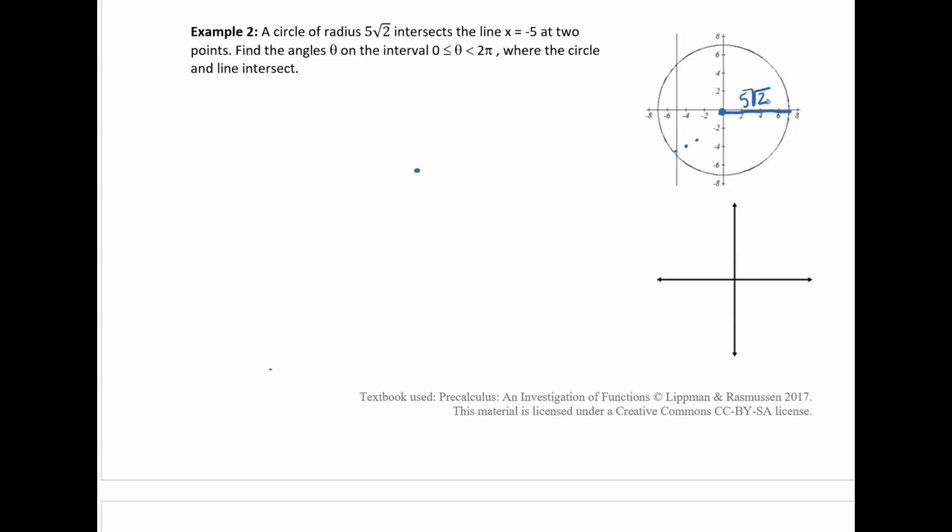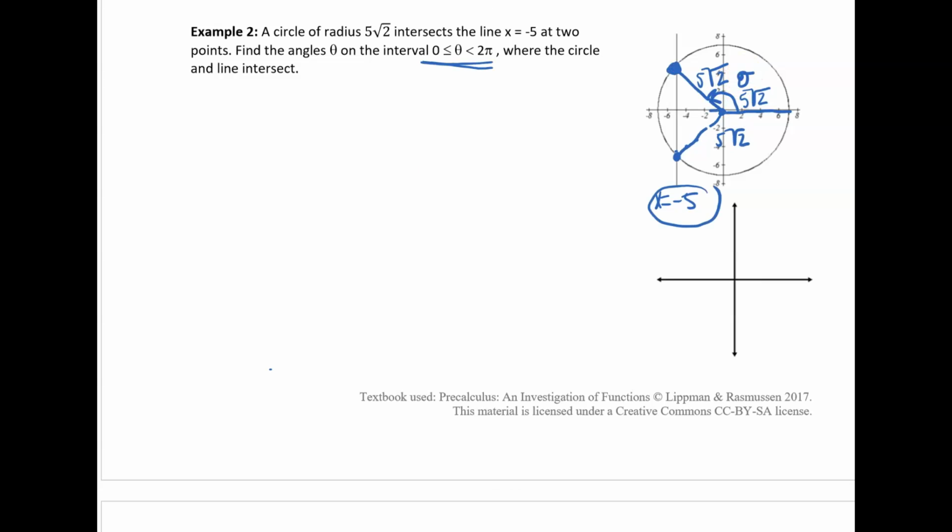Intersects the line x equals -5. So here's your x equals -5. So again, from here to this point, so any point on your circle to your center is 5 square roots of 2. Same thing to this point, 5 square roots of 2. There's 2 points. There they are. Find the angle theta where the circle and line intersect. And so what I want to do is find this angle of theta.